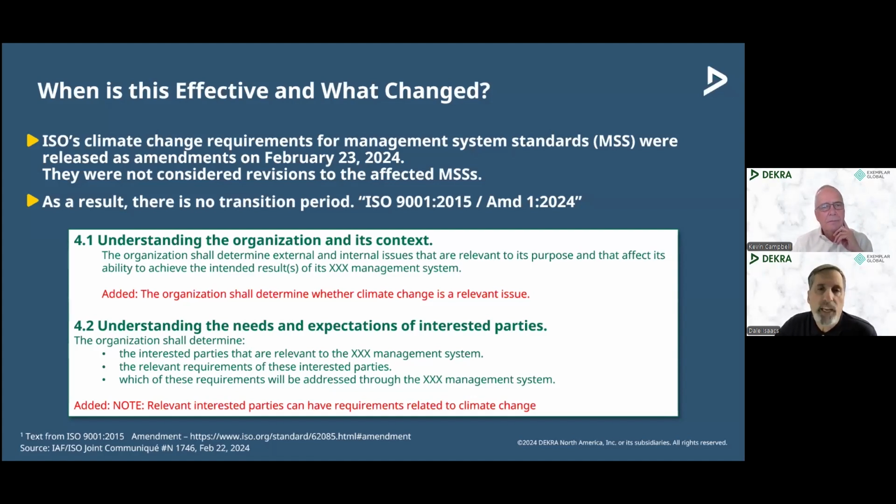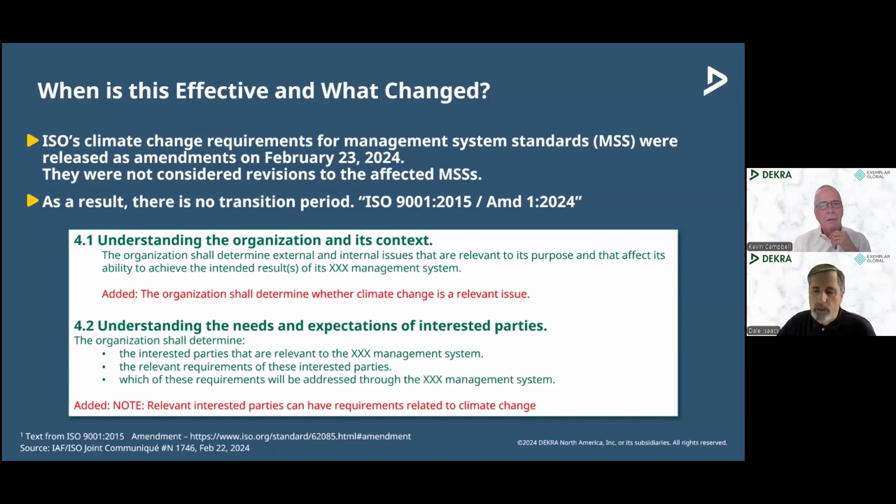Now, when is this change effective and what exactly has changed? Well, ISO's climate change requirements were issued and released as amendments in February of 2024. They were not considered revisions. Because they were issued as amendments, there is no transition period. The transition period began when these amendments were released last February 2024. So let's take a look at what exactly has changed.